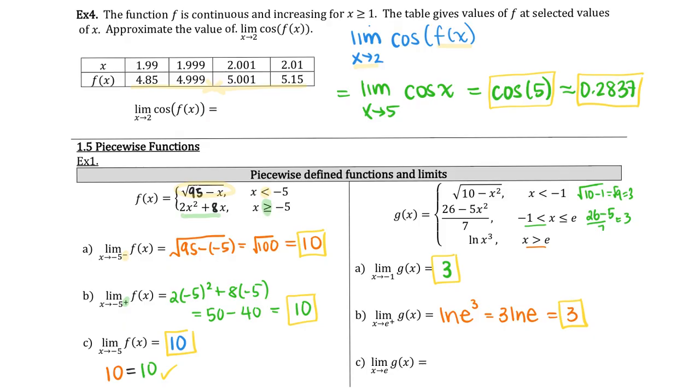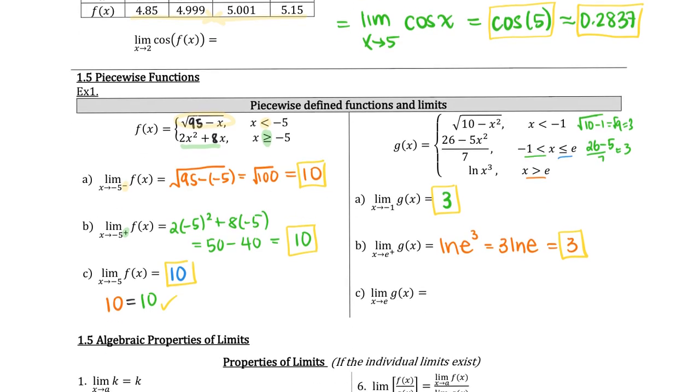Okay, now C says the limit as x approaches e of g of x. Since e is a point where the two pieces are connecting, I need to check the left and right. I already checked from the right, the answer is 3. Let's check from the left. From the left, I'm using that fraction, so I'm going to get 26 minus 5e to the third over 7. I don't know what that equals, but does that equal 3? No. So the limit as x approaches e of g of x does not exist because the left and right sides do not match.